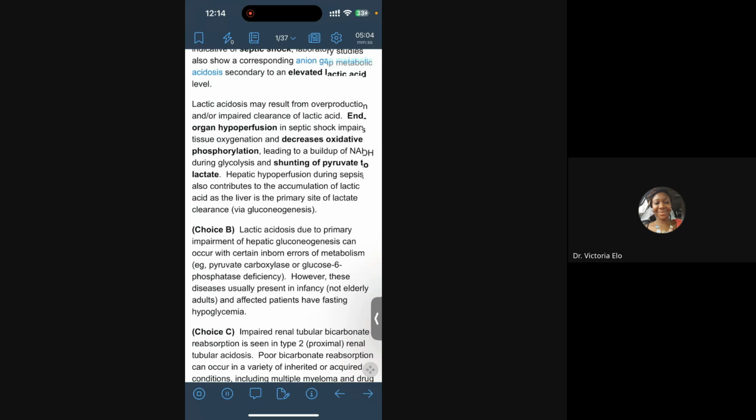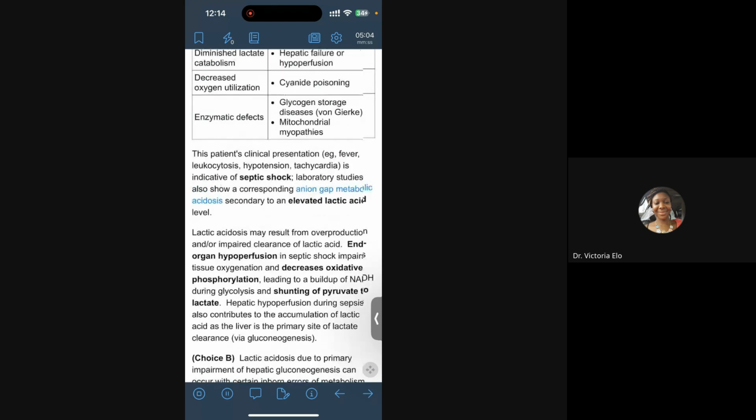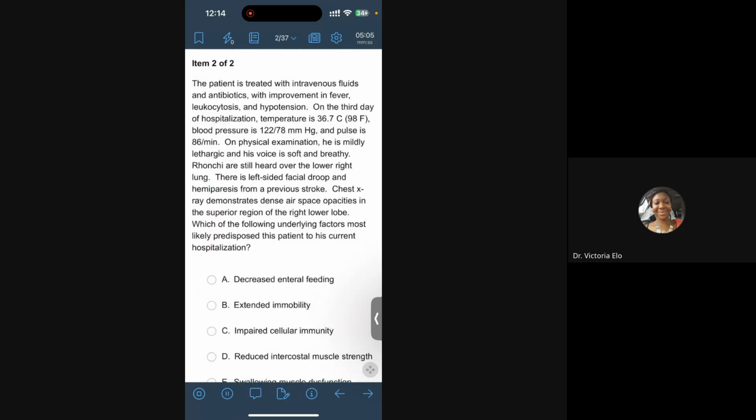End organ hypoperfusion leading to impaired tissue oxygenation and a buildup of NADH during glycolysis, shunting pyruvate to lactate. Let's move on to part 2 of this question. It is part 2 of the same question.